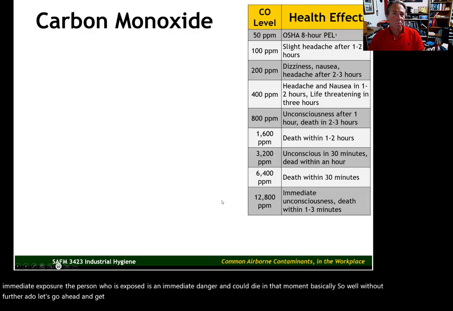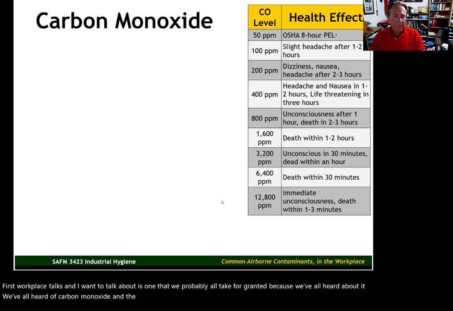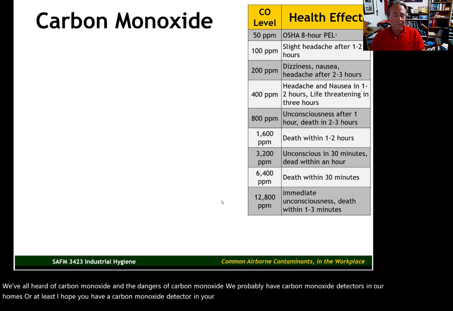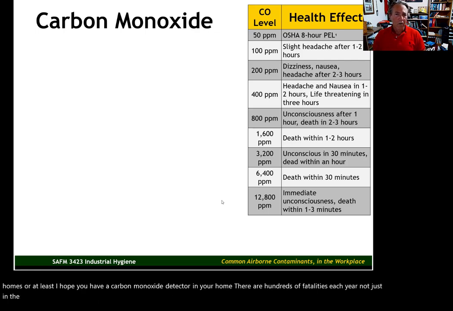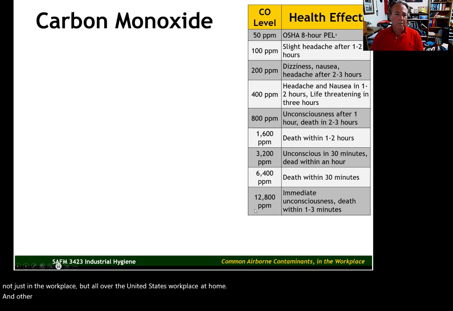The first workplace toxin I want to talk about is one that we probably all take for granted because we've all heard about it. We've all heard of carbon monoxide and the dangers of carbon monoxide. We probably have carbon monoxide detectors in our homes, or at least I hope you have a carbon monoxide detector in your home. There are hundreds of fatalities each year, not just in the workplace, but all over the United States, workplace, at home, and other locations as well, where people die from carbon monoxide exposure.